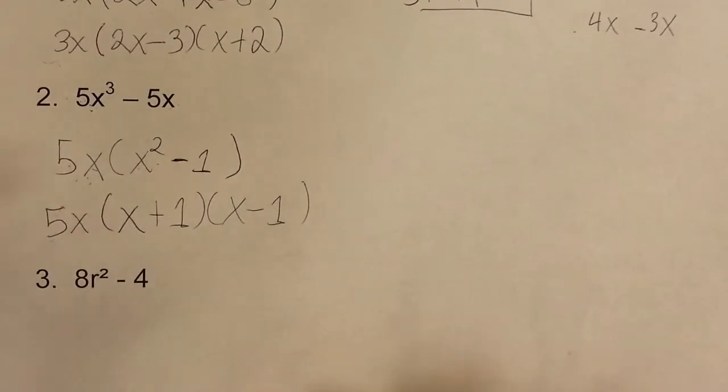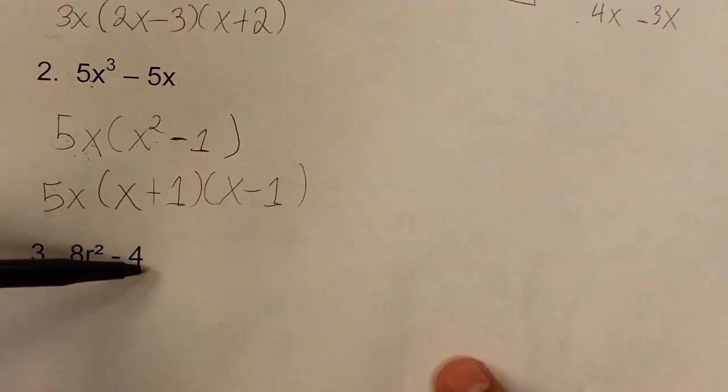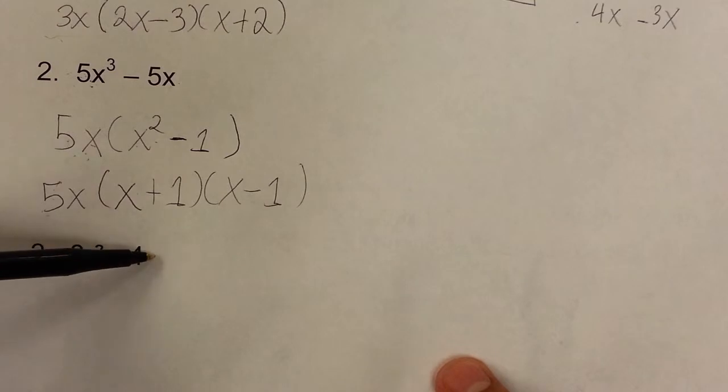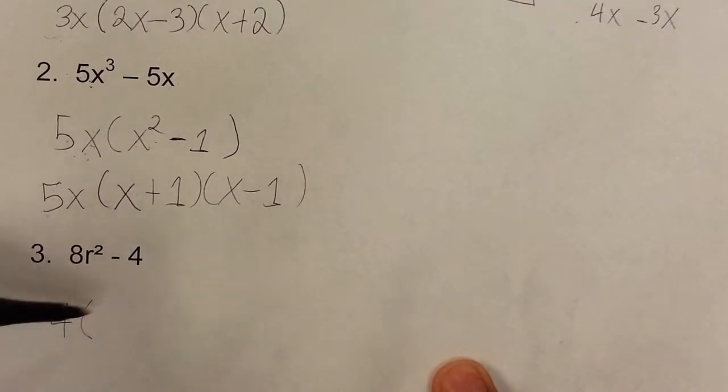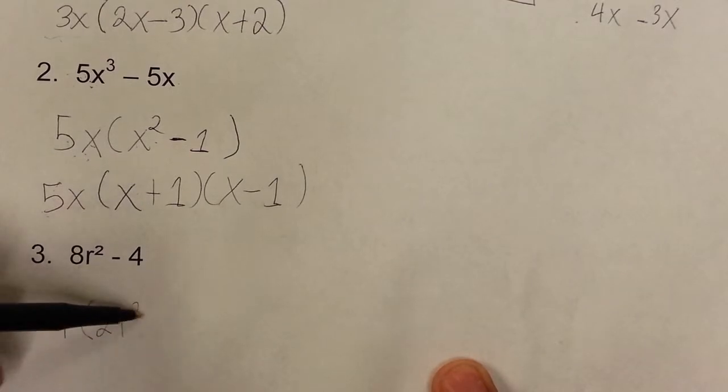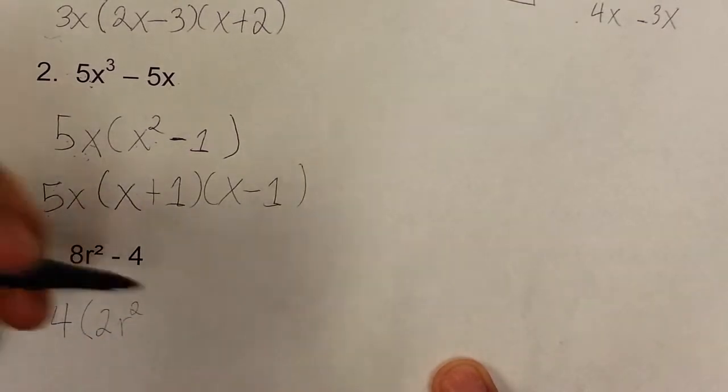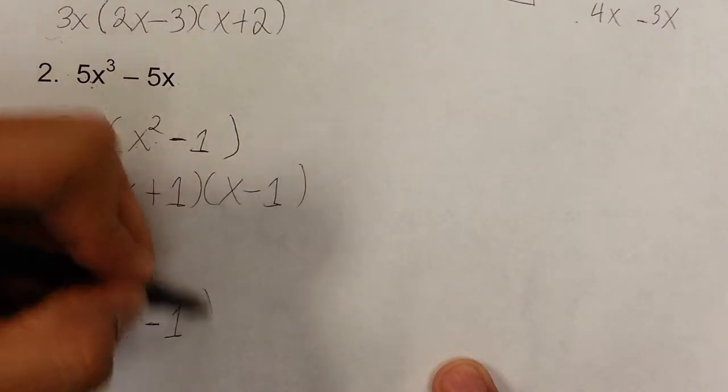Looking on to number 3, I see that I could factor out a 4 out of both of these. And this term doesn't have an r, so there's no r to factor out. So let's factor out a 4. 8 divided by 4 is 2. I didn't do anything to the r squared. And then negative 4 divided by 4 is negative 1.